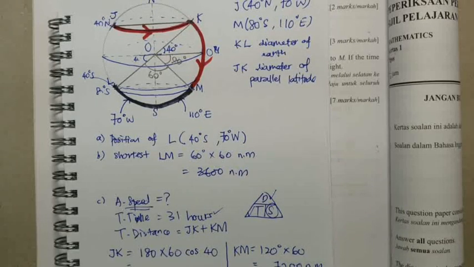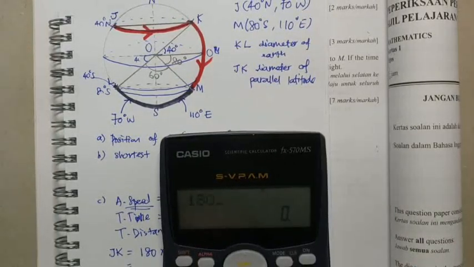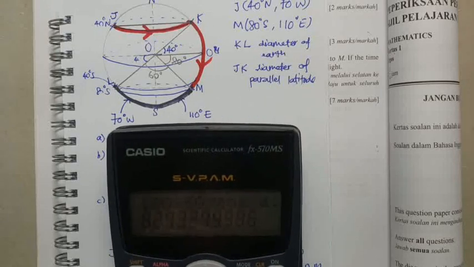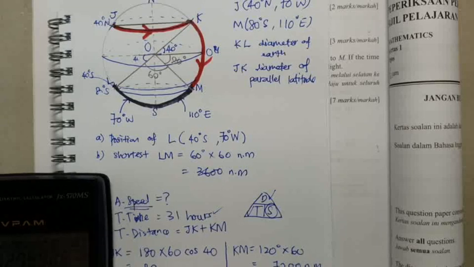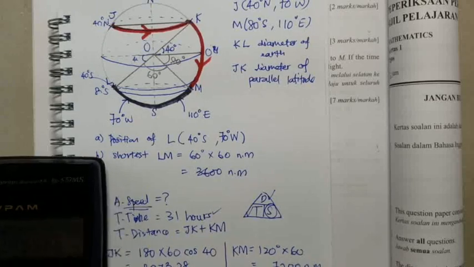And as for JK, we have 180 times 60. Don't forget to times the factor. Because of its position at 40 degrees north, we have 8273.3. Okay, just put 28, round it up.